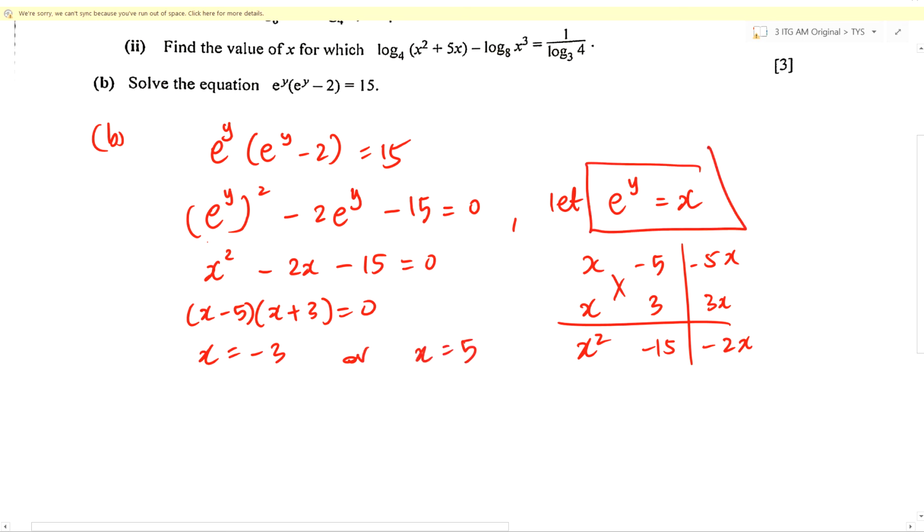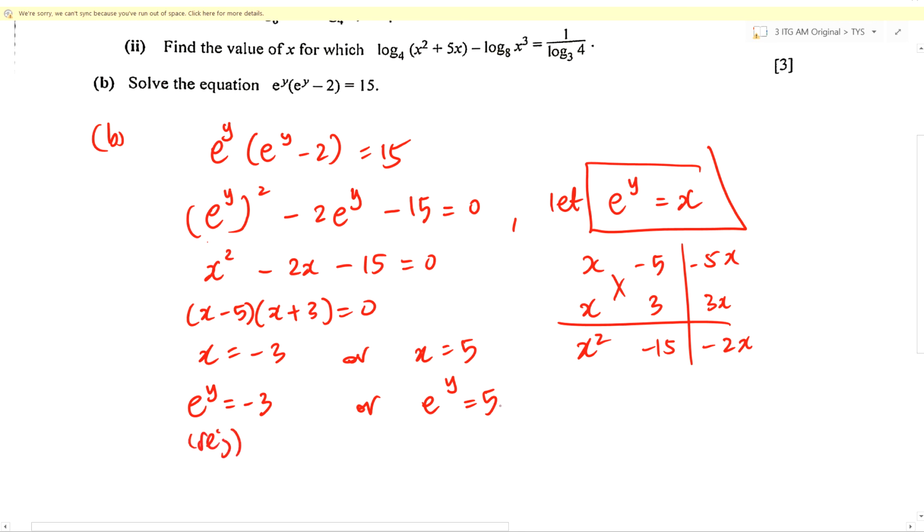Substitute it back. e to the power y equals negative 3 or e to the power y equals 5. Is it possible? e has a value, it is a positive number. Is it possible for a positive number to the power of anything to result in a negative? Not possible. So this is rejected.